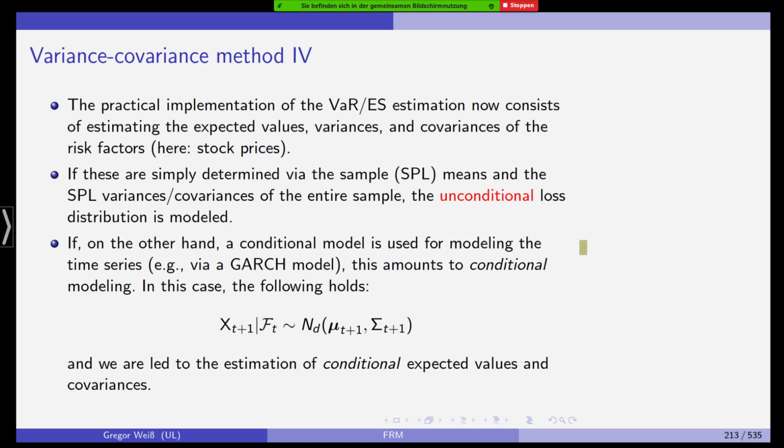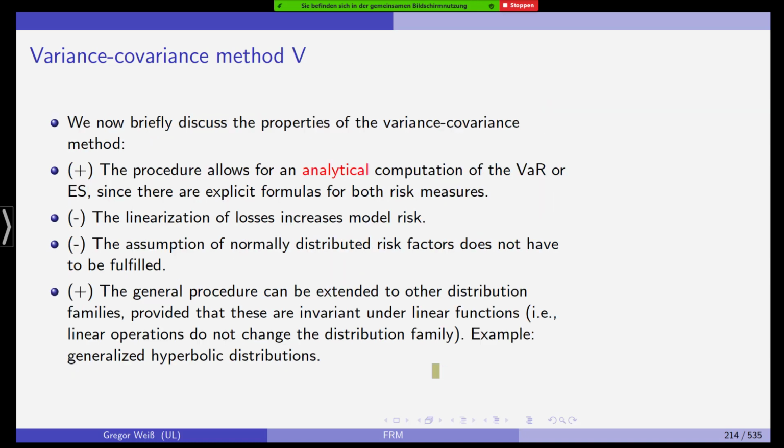If, for example, you use a GARCH model, then this becomes a conditional model, and then we would have the conditional distribution of x_{t+1}, and we have time-varying expected values, time-varying variances and volatilities, and time-varying covariances. This gets a little bit more difficult, but it still stays the same. We can calculate value at risk analytically. This is the foremost, and I would say the only, advantage of the variance-covariance method. It allows for an analytical computation of value at risk and expected shortfall.